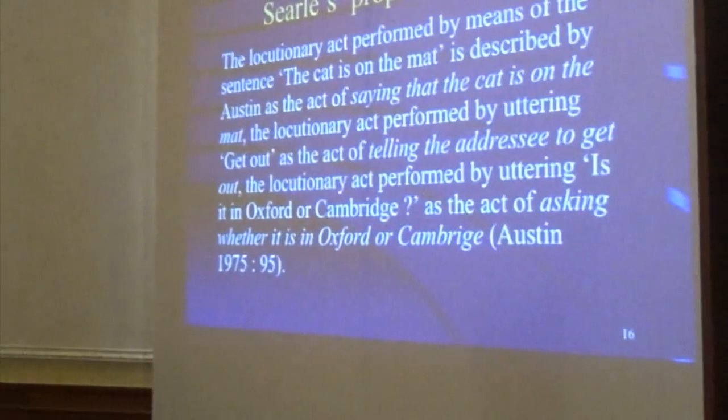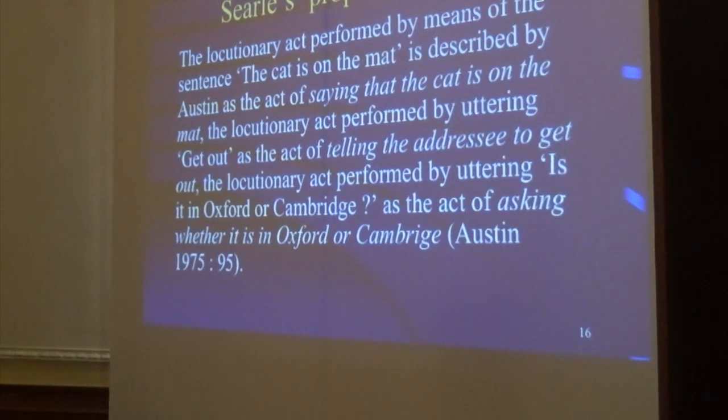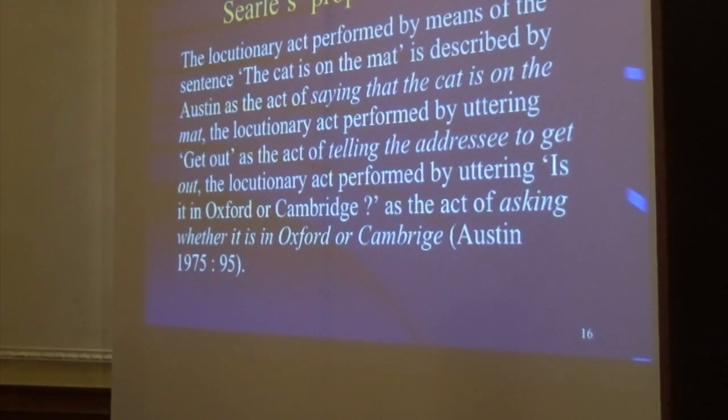If you look at what Austin actually says, when he talks about the illocutionary act, he has ways of reporting it. He says that the act performed by means of the sentence "The cat is on the mat" is the act of saying that the cat is on the mat. That's what we've seen with the example "I will be there". But he says also that the act performed by uttering an imperative sentence like "Get out" is the act of telling the addressee to get out. That's, he says, the locutionary act.